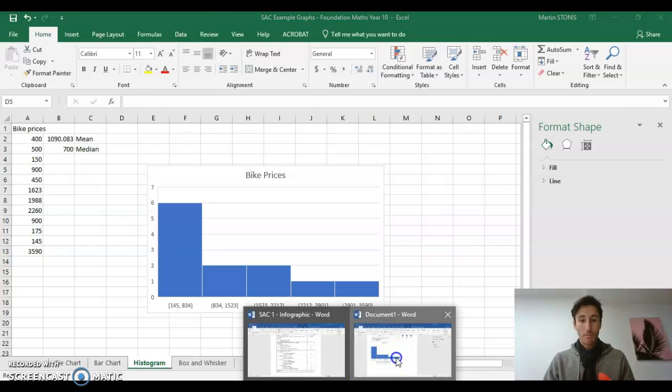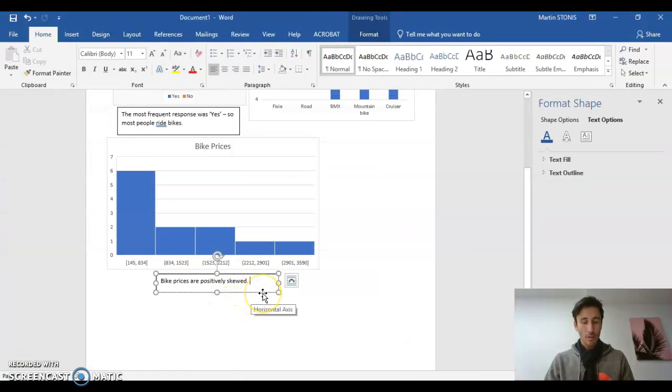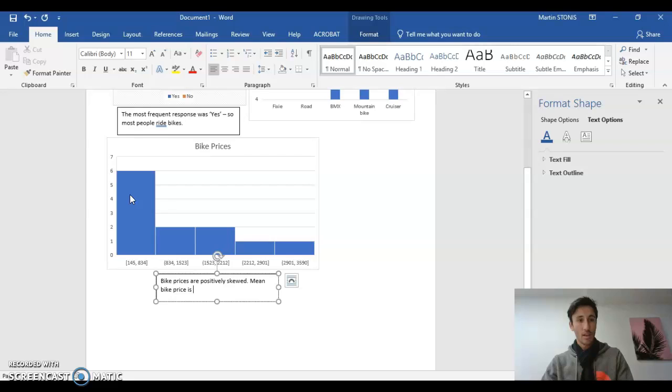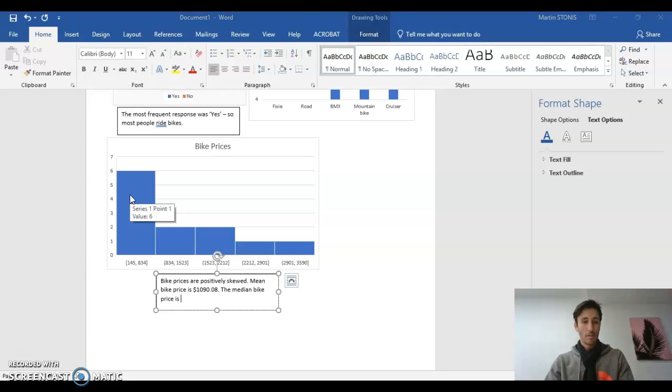into our infographic. So we can write that the mean bike price is, look over here, $1,098. So $1,098. The median price is $700. Remember to include dollar signs if you're talking about money.